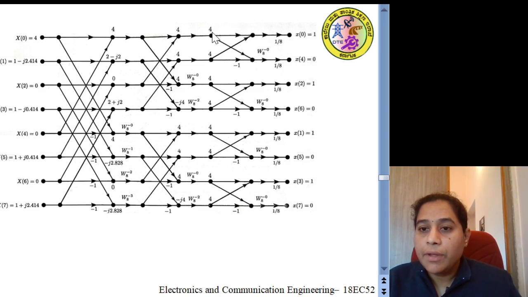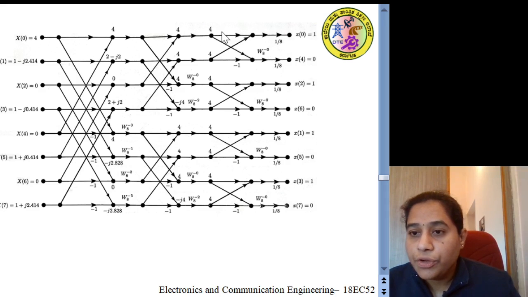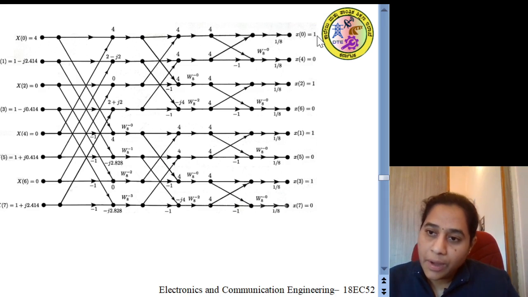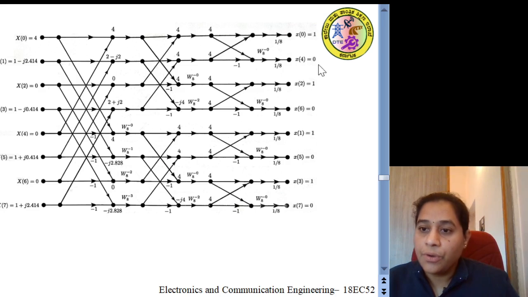So we will be obtaining inputs. We are giving inputs as 4, 4, 4, 4, 4, 4, 4. The output from this will be multiplied by the factor 1 by 8. After multiplying 1 by 8 with this, what we obtain at the end is x of 0 is equal to 1, x of 4 is equal to 0, x of 2 is equal to 1, x of 6 is equal to 0, x of 1 is equal to 1, x of 5 is equal to 0, x of 3 is equal to 1 and x of 7 is equal to 0.